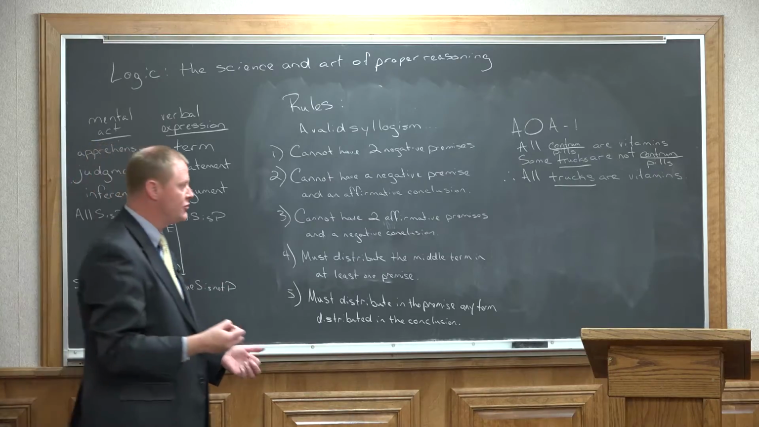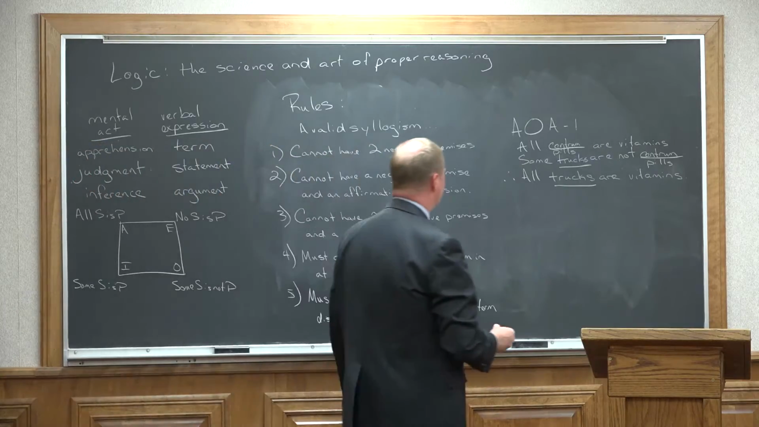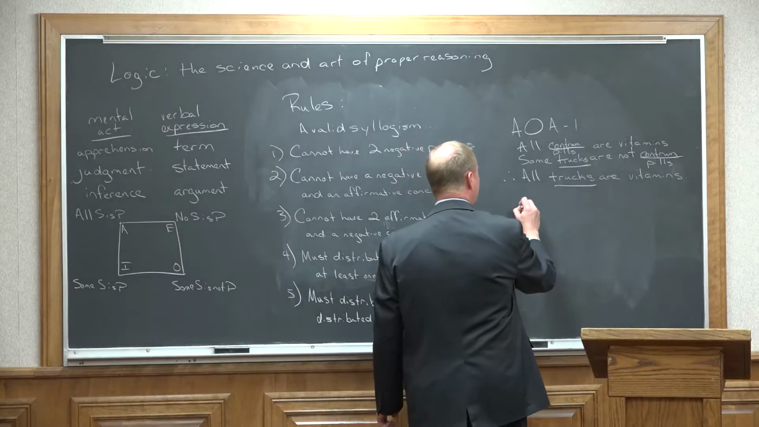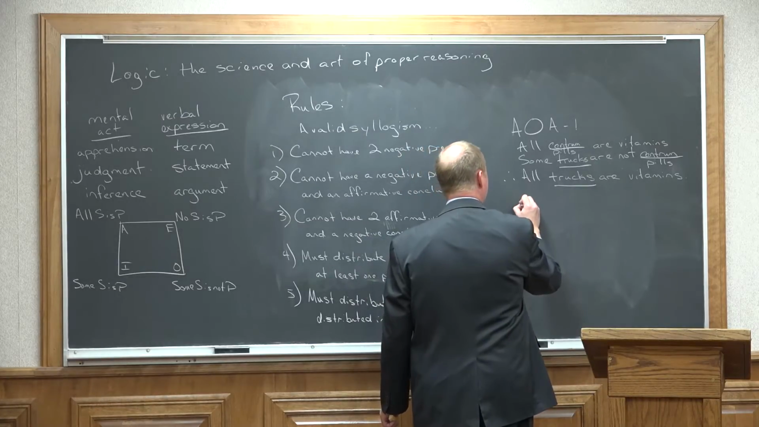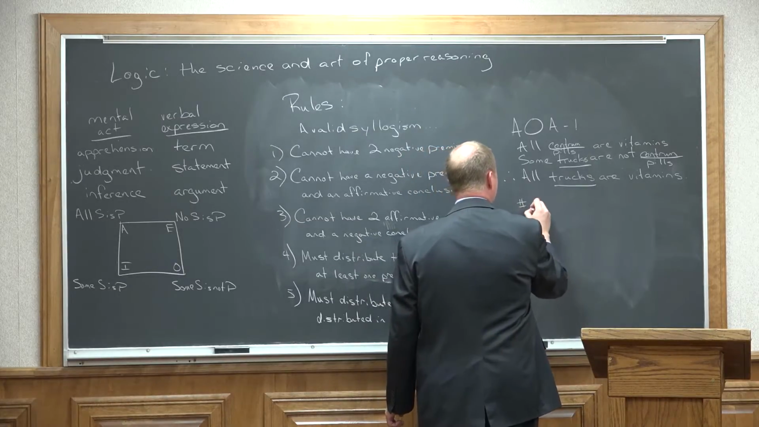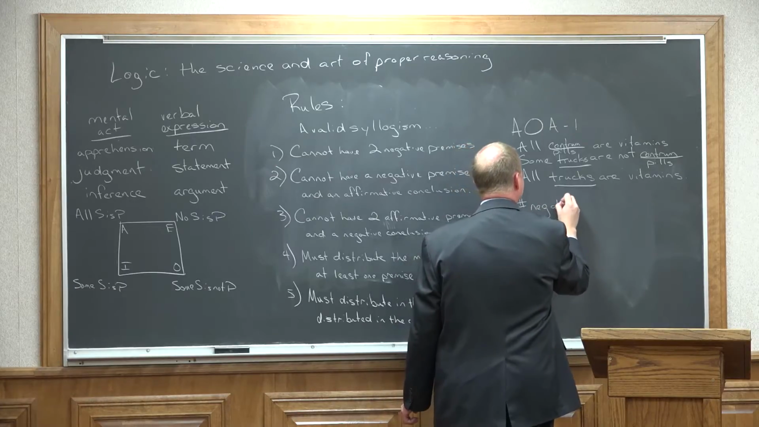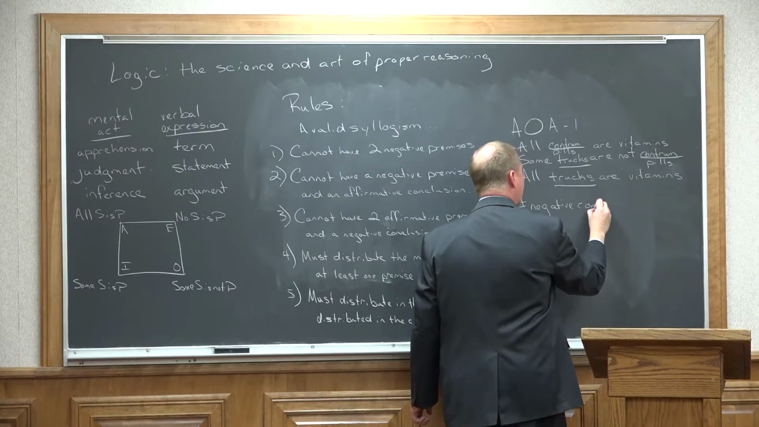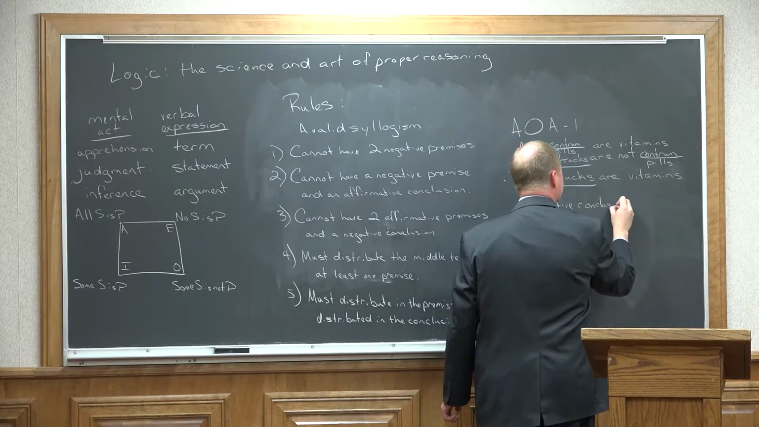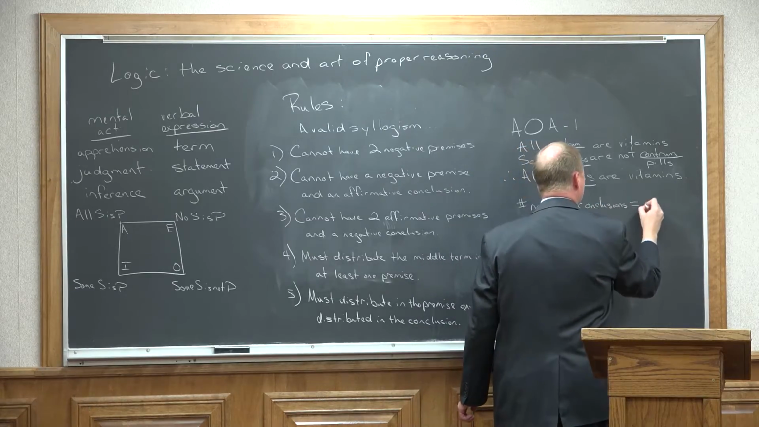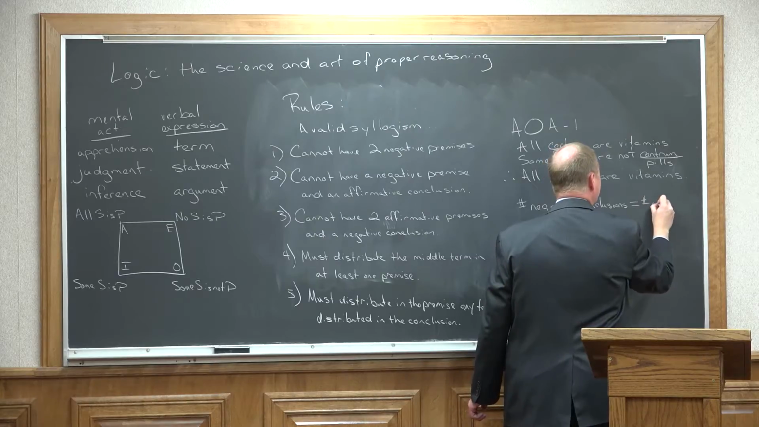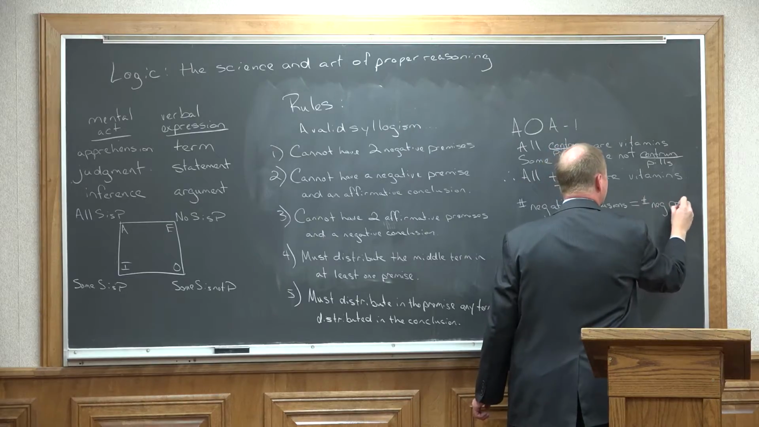In general, in a syllogism, the number of negative conclusions must equal the number of negative premises.